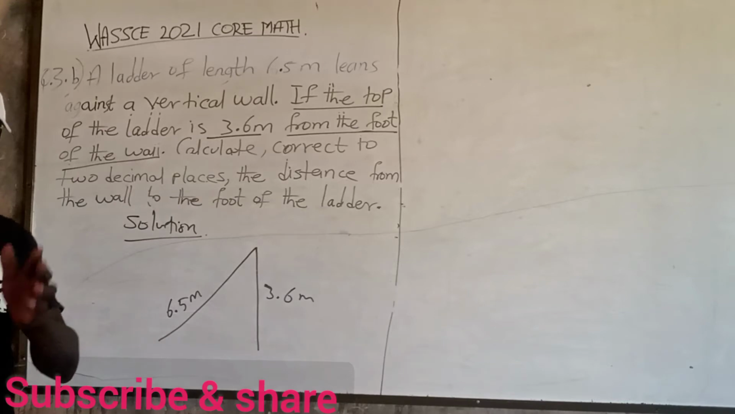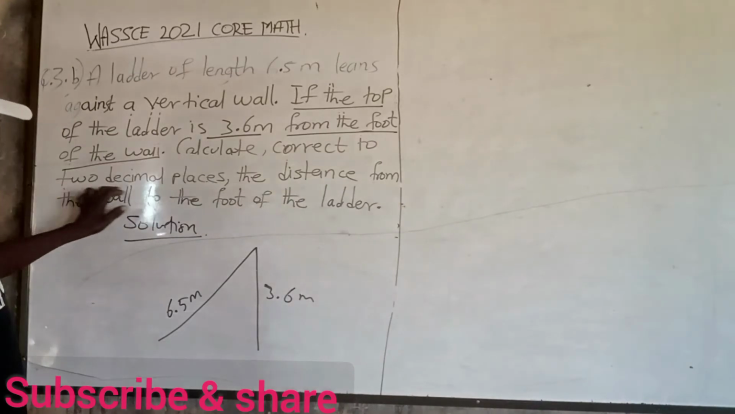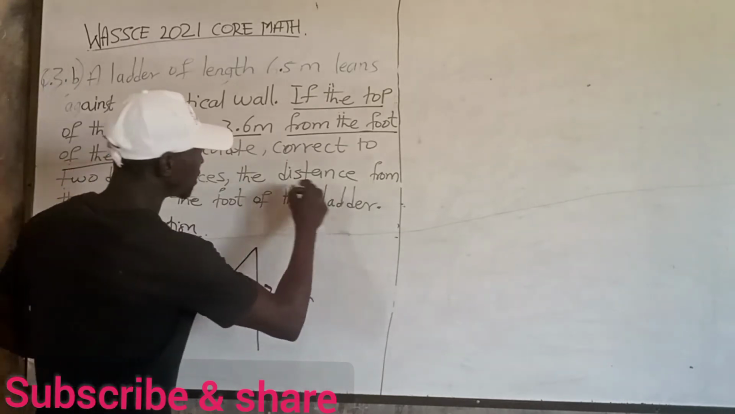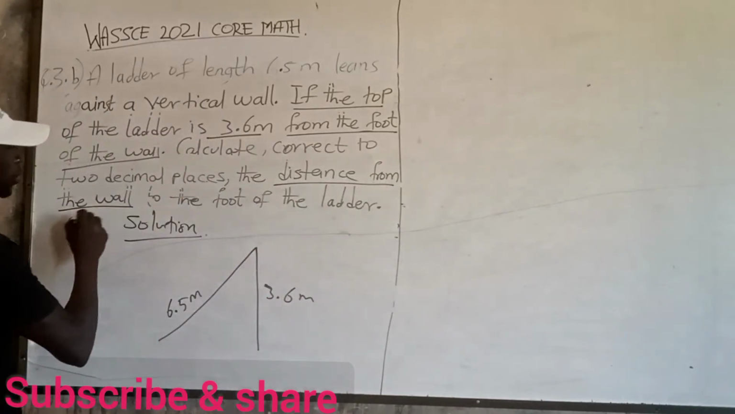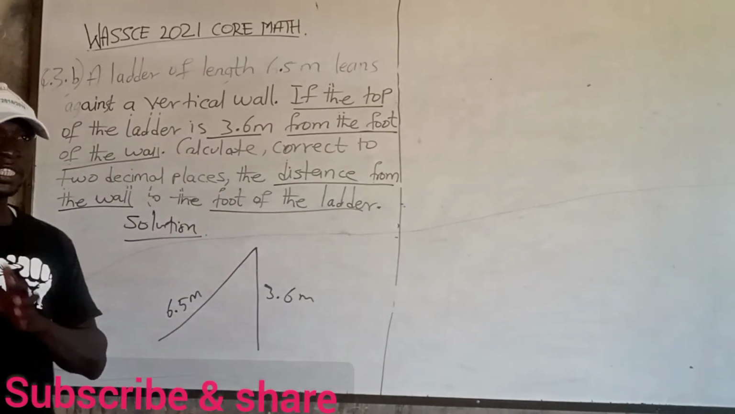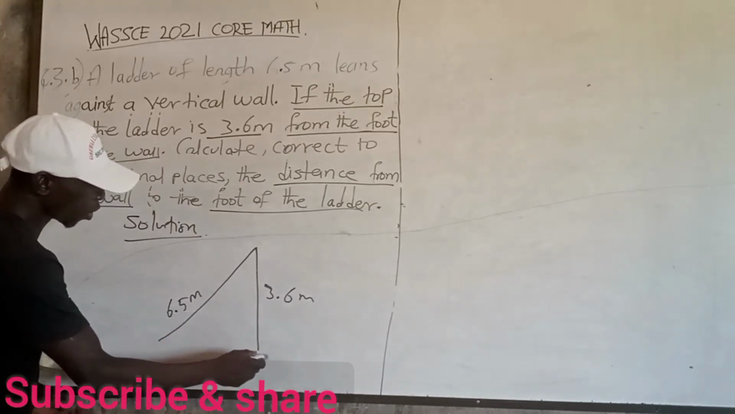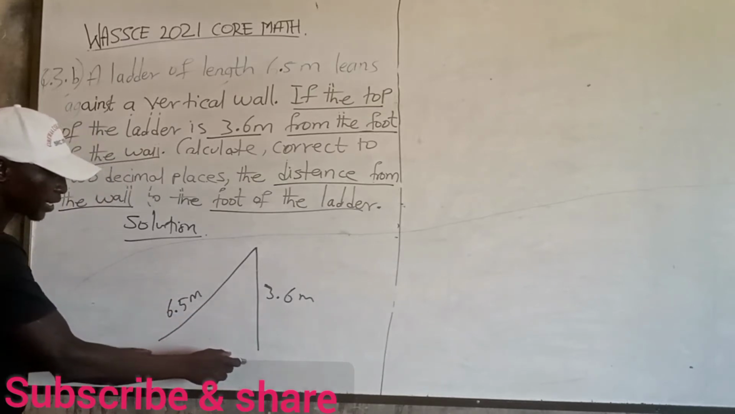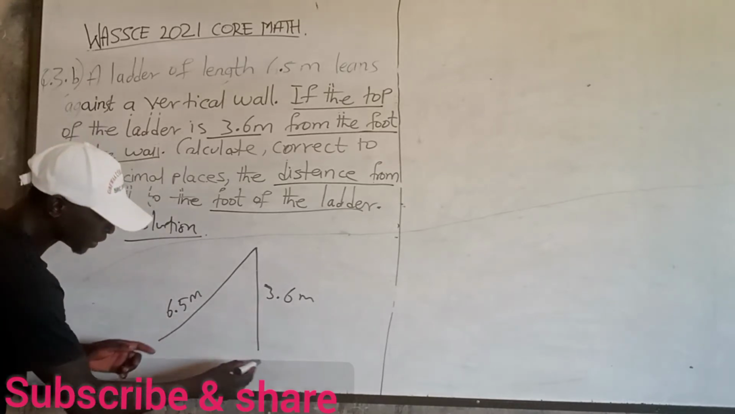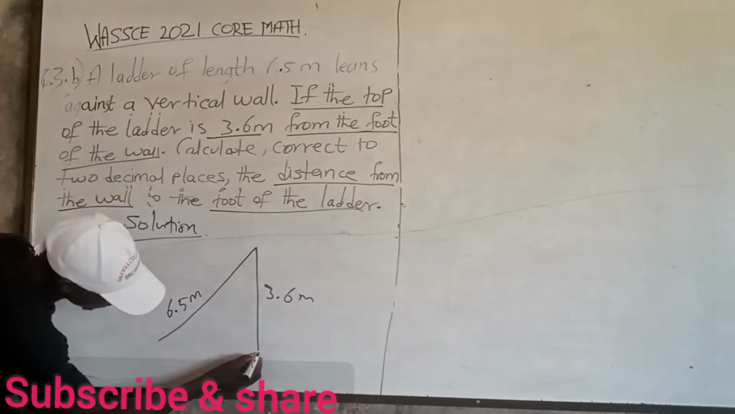And further on, the question says, calculate correct to two decimal places the distance from the wall to the foot of the ladder. So the question is asking us to calculate the distance from the foot of the wall to the foot of the ladder. So we have this here.